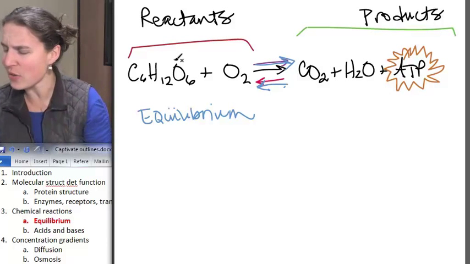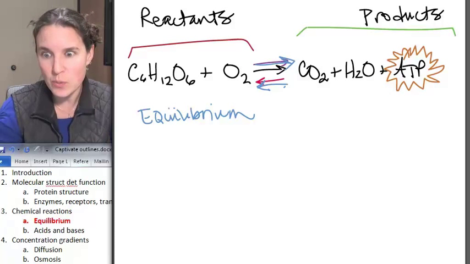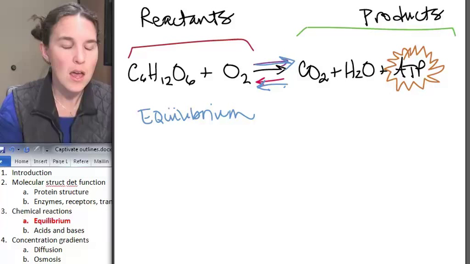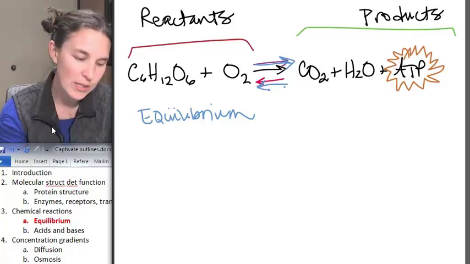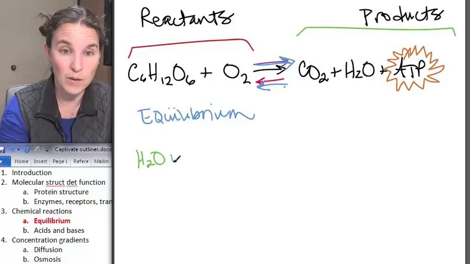Let me give you another example. I'm going to draw another chemical equation in here. And this one, you are going to see and see and see. We're going to see this chemical reaction in a lot of different places, so it's worth taking the time to get comfortable with it. If you had me for Bio 1, you've actually seen it before.